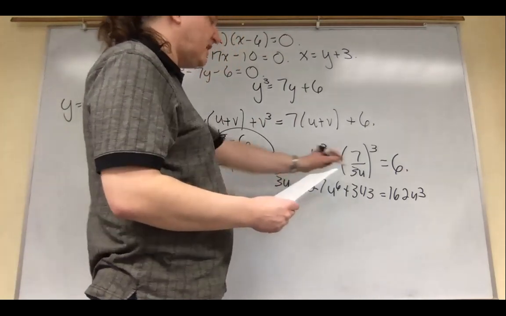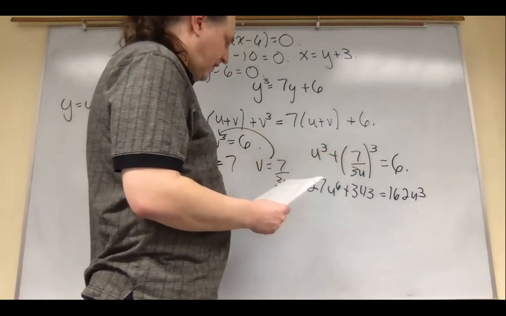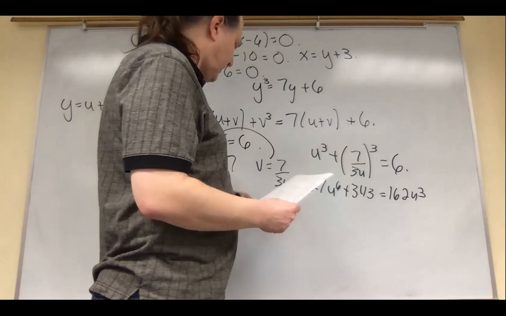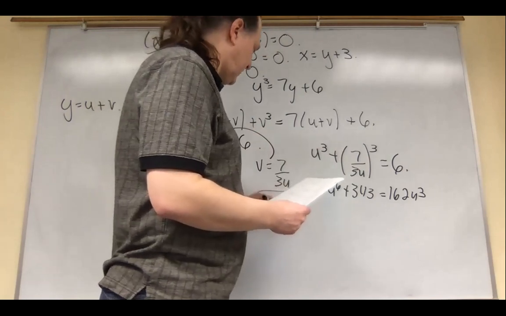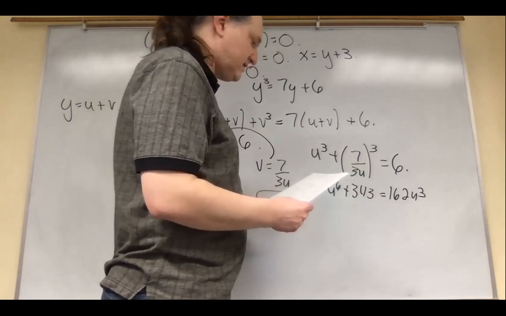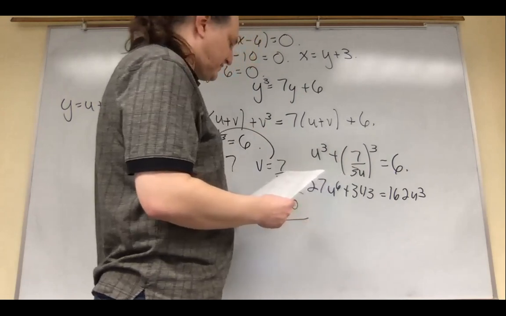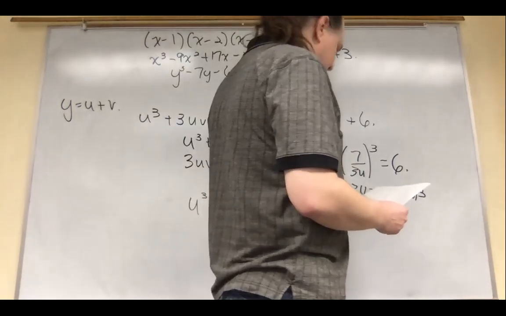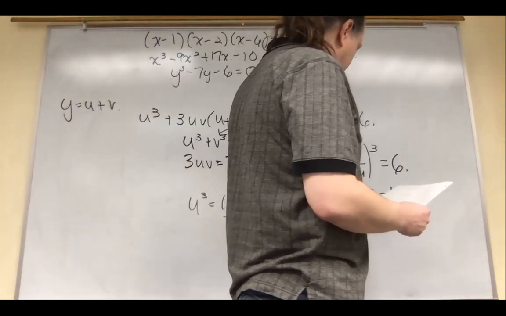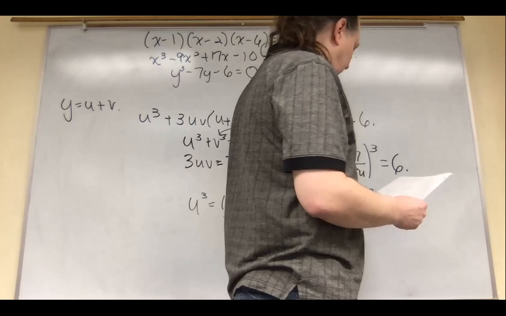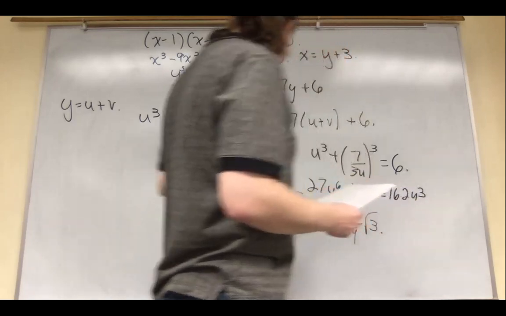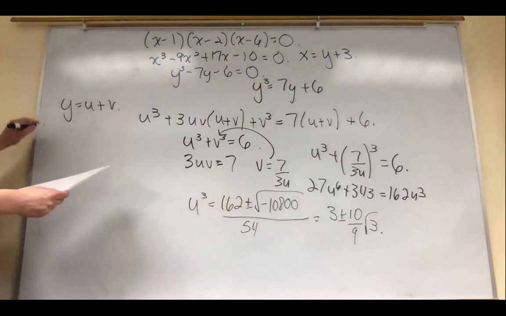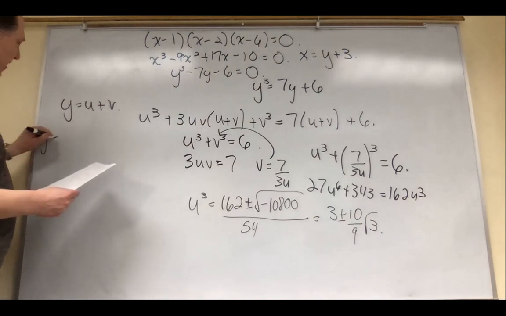U cubed then equals, from the quadratic formula here, 162 plus or minus the square root of 10,800 negative, oops, 54, which if we clean this up a couple of times, we get 3 plus or minus 10/9 square root of 3. That's u cubed. So y is u plus v, which is happily hanging out right over here.